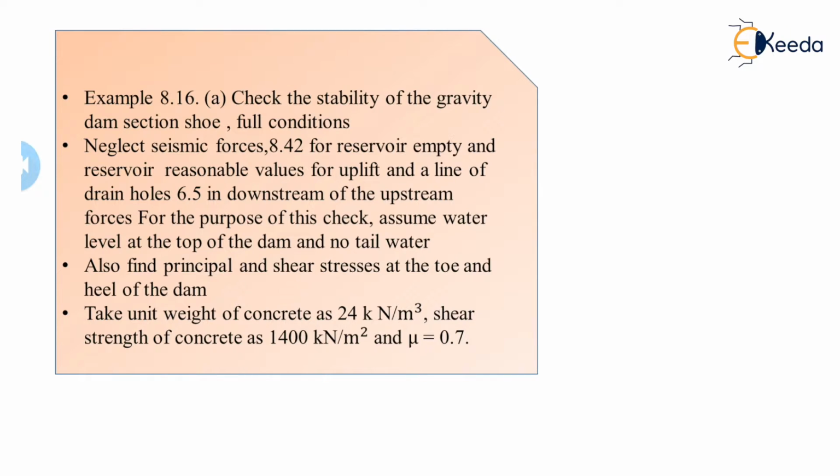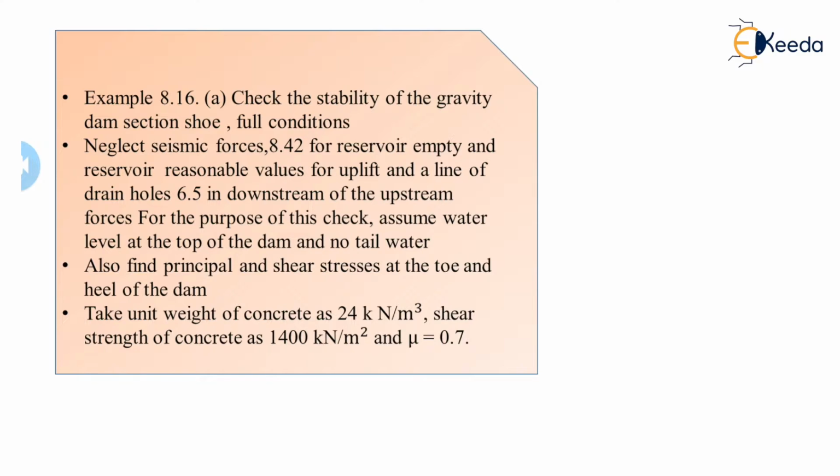In this, we are neglecting the seismic forces. We are assuming that the drainage gallery is provided in the body of the dam, at 6.5 meter downstream of the upstream face. There is no tailwater, and the water level is assumed at the top of the dam. We have to find the principal and shear stresses at the toe and at the heel, and other given parameters are also given.